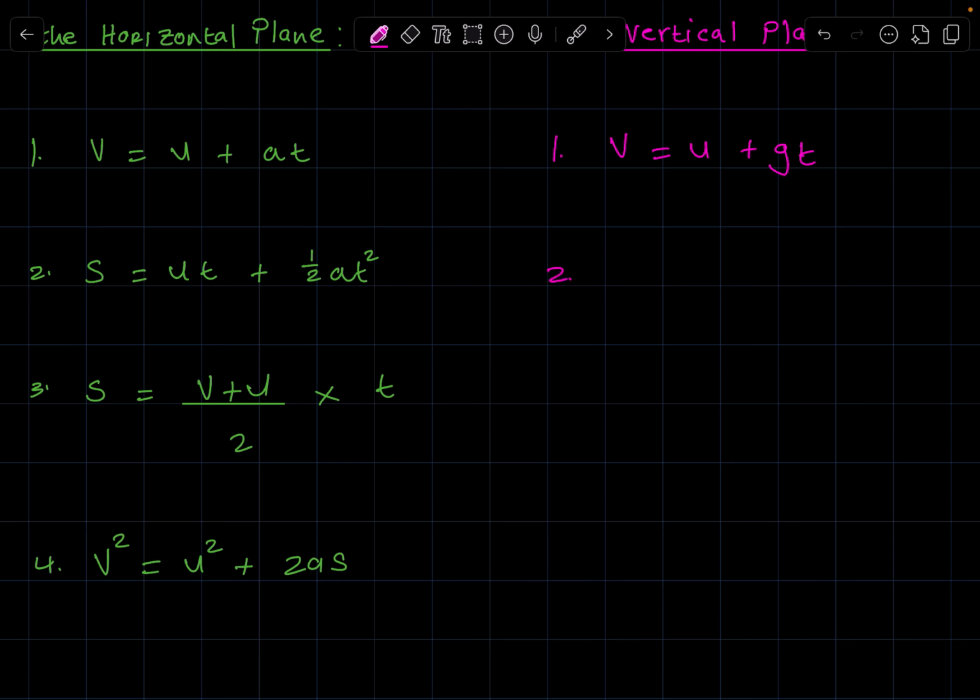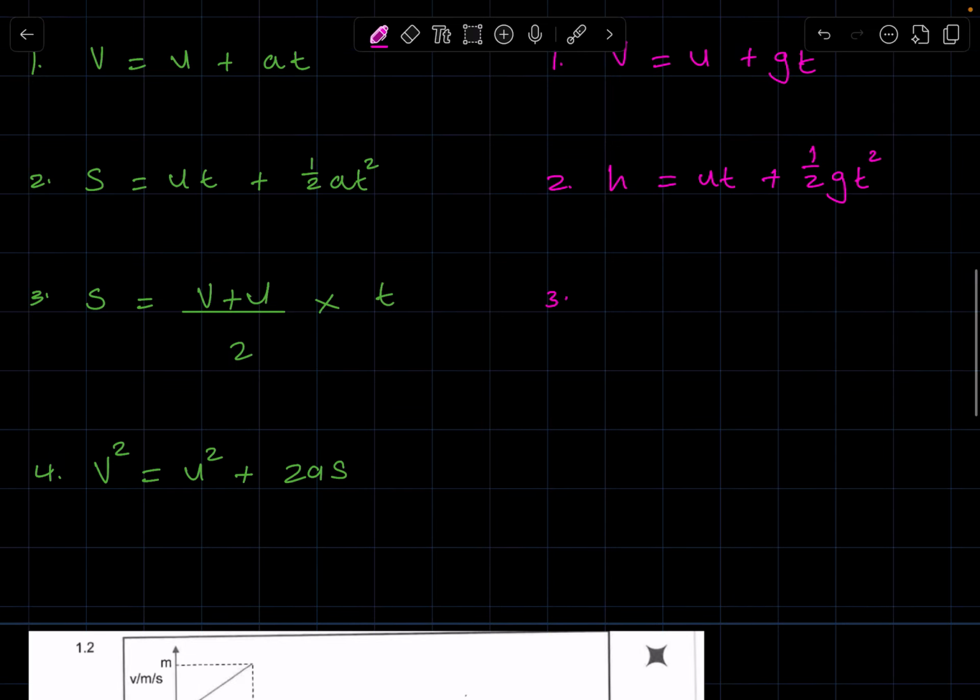Second one is s, which is the displacement. Instead of s, we make use of h, because again, if you can imagine, the object is moving along the vertical plane. So we are going to consider h as our displacement, h is equal to ut, which remains the same, plus half, instead of a we have gt squared. Right? And the third one, again, you have h, this remains the same, v plus u divided by 2 times t.